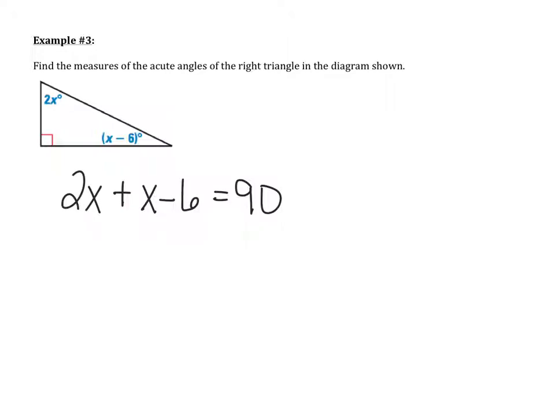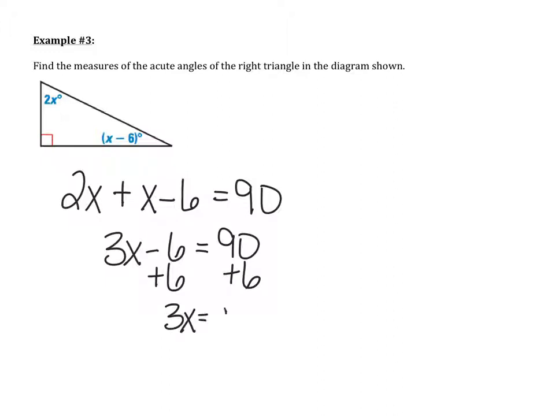So first I will combine like terms. 2x plus x is 3x. Add 6 to both sides. So I end up with 3x equals 96. Divide both sides by 3 and I end up with x equals 32. But remember, this does not say just to find x. It says find the measures of the acute angles.